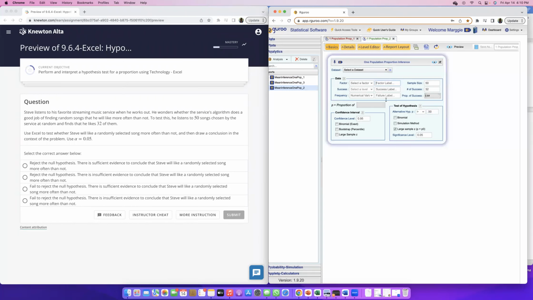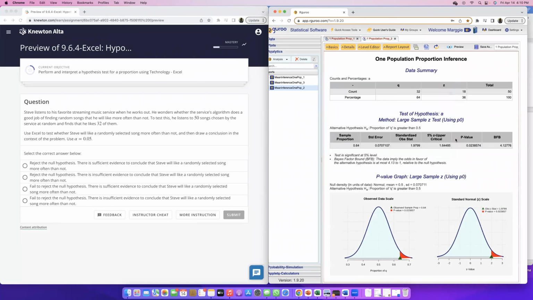Again, we have an issue. So remember to put a label for everything. And then we click in the I. And so we look at the p-value. The p-value is 0.023. That's the p-value. 0.023, it's smaller than 0.05.